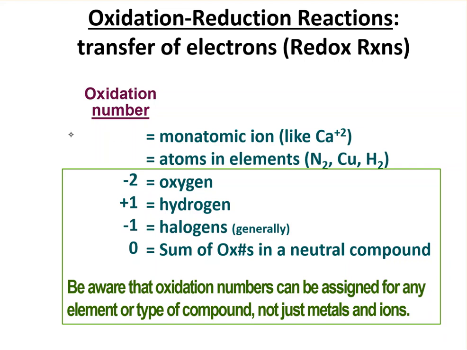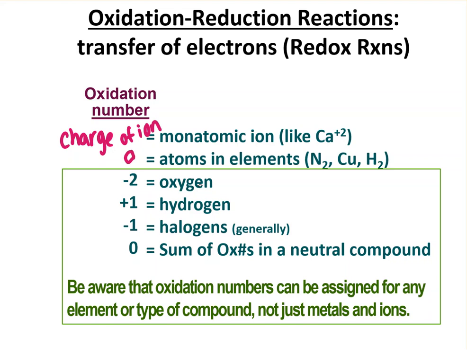So if you have a monatomic ion, the charge of the ion is the oxidation number. It's the same thing. And when you have these elements that are not charged, they're neutral, we will say they have an oxidation number of 0.